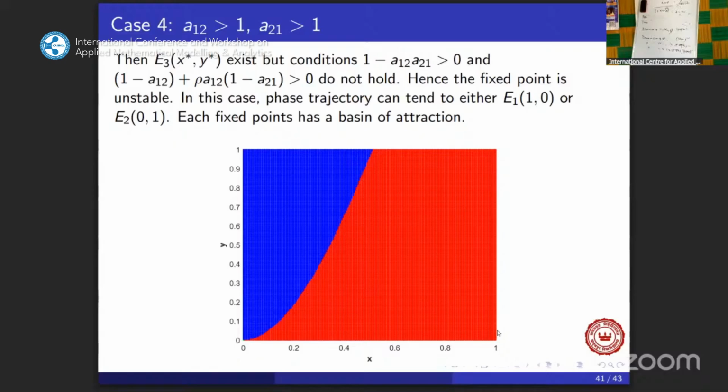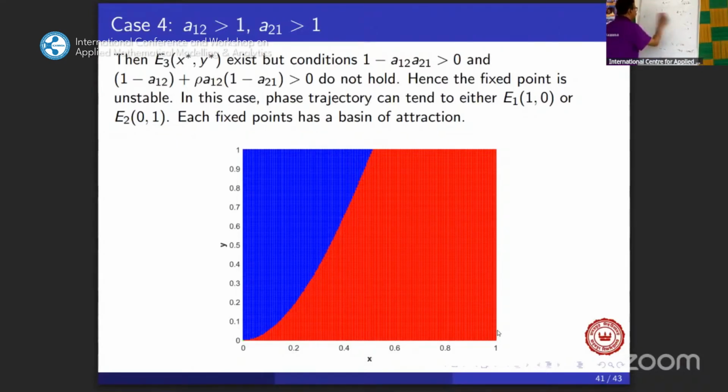See, in the continuous model system, we get a basin of attraction. That means we get two basins of attraction. From here, some trajectories go to the point E1 (1, 0), and others to E2 (0, 1), because the interior equilibrium point does not exist, the system will be unstable. We get the result at a point.